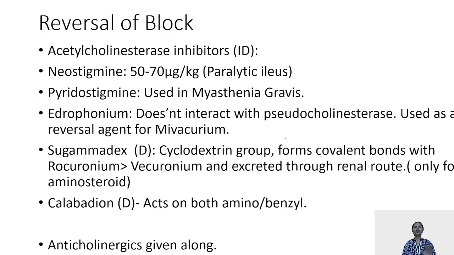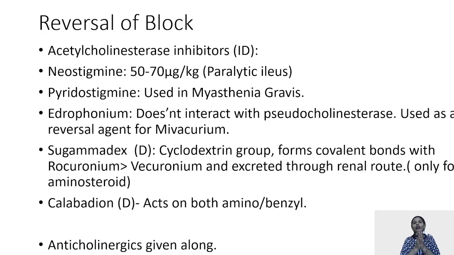Now coming just in brief to the reversal of the block, we have two kinds of agents. We have acetylcholinesterase inhibitors first, which are indirectly acting. What they do is they increase the acetylcholine in the synaptic cleft by inhibiting the enzyme acetylcholinesterase. And these are your neostigmine, pyridostigmine, and edrophonium. These are the 3 agents which are most commonly used for reversal of your neuromuscular blockers.